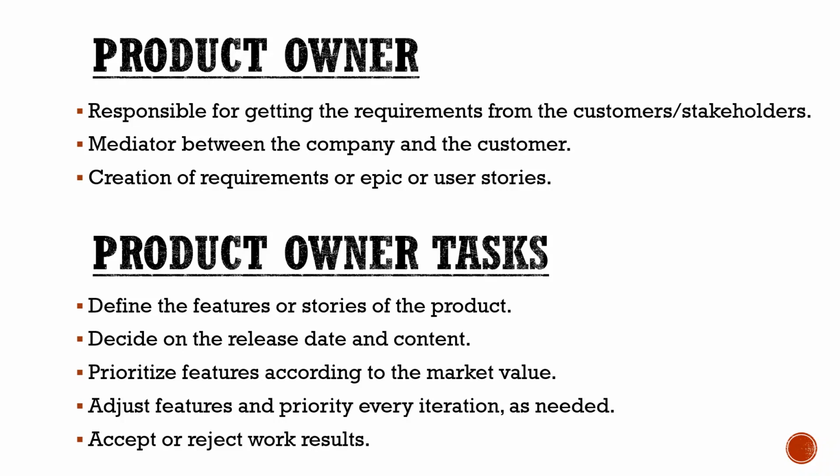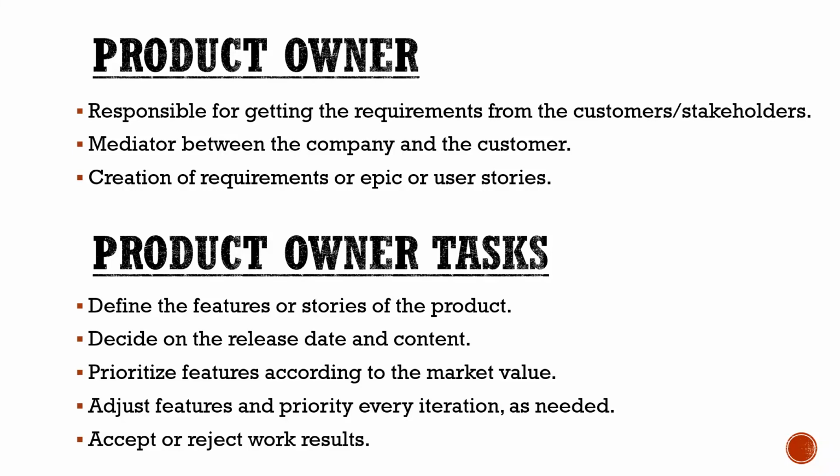As we saw in the previous slide, requirements have themes, epics and user stories. He is the person who is responsible for creating them. Now, what are the tasks the product owner does? He defines the features or stories of the product, and decides on the release date and content: when a particular set of stories is to be released, and what is to be released on the release date. That is, the deadline by which we need to provide the stories or features required by the client.